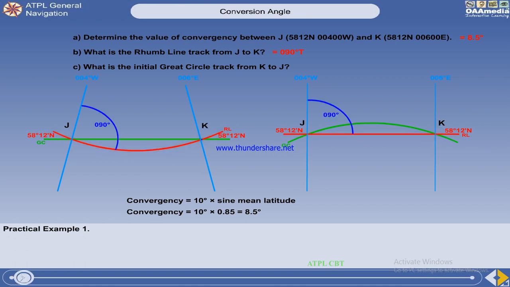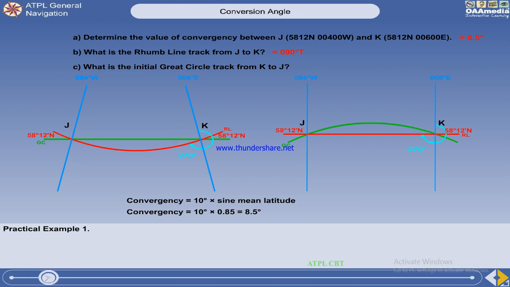Well, from our previous work, we saw that the run line track from J to K was 090. Since K to J is just its reciprocal, then the run line track from K to J must be 270 degrees true. It's still the parallel of latitude, but in the reciprocal direction. We now need to work out the conversion angle. What is it?